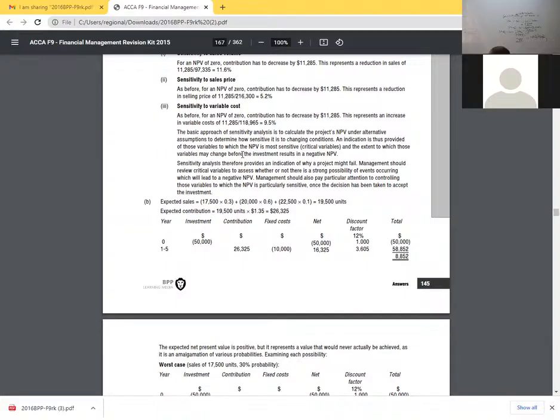Management should review critical variables to assess whether or not there is a strong possibility of events occurring which will lead to a negative net present value. Management should also pay attention to controlling those variables to which the NPV is particularly sensitive once the decision has been taken to accept the investment.